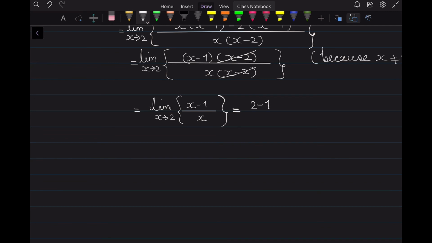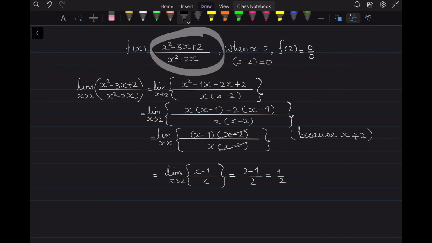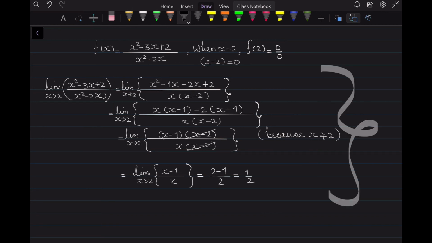2 minus 1 over 2, and which is 1 over 2. So, finally, the limit of this rational function as x approaches 2 comes out to be 1 over 2. We see that although this function is not defined at x is equal to 2, its limit as x approaches 2 exists, and it is equal to 1 by 2. So this is how we determine the limit of a rational function as x approaches a number at which it is not defined, and it takes the form 0 over 0.